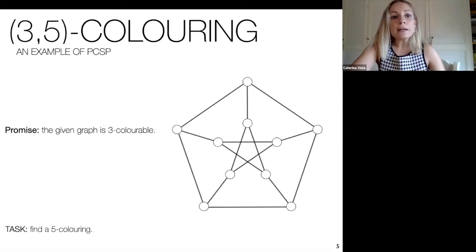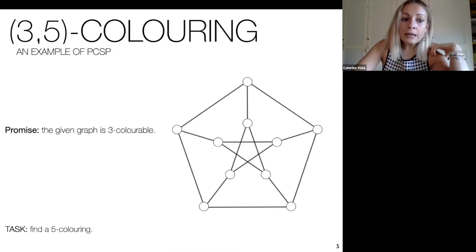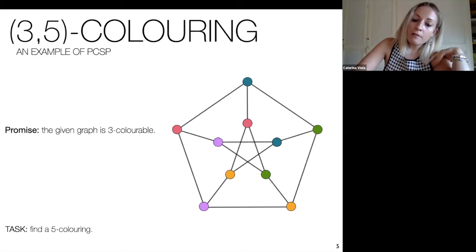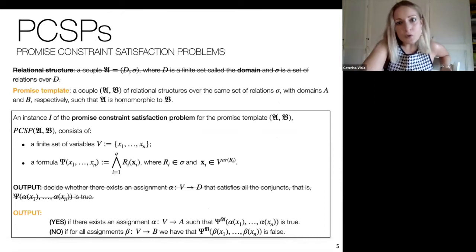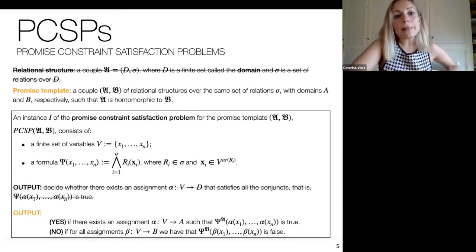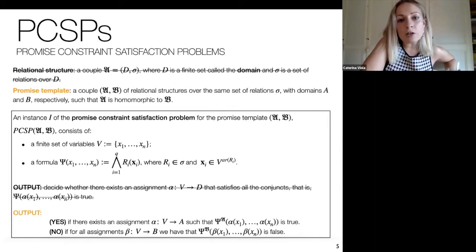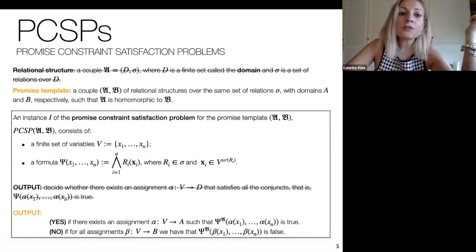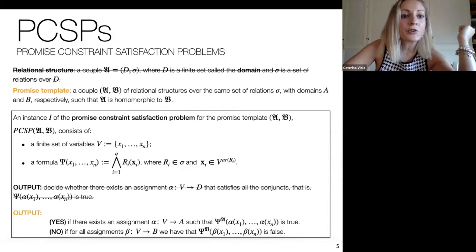Next example is three-five coloring, in which we are given a graph which is known to be three-colorable, and the task is to find a five coloring. This is an example of a PCSP, or promise constraint satisfaction problem. So in promise constraint satisfaction problems, we start from a promise template rather than from a relational structure. A promise template is a couple A, B of relational structures over the same set of relations Sigma with domains A and B respectively, and such that the relational structure A is homomorphic to the relational structure B.